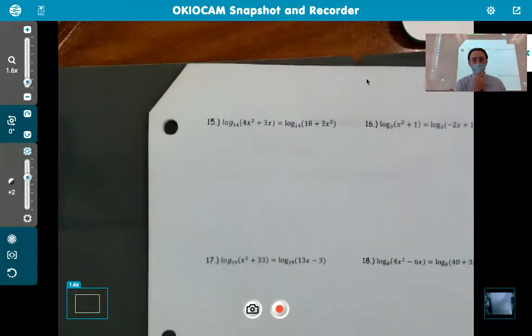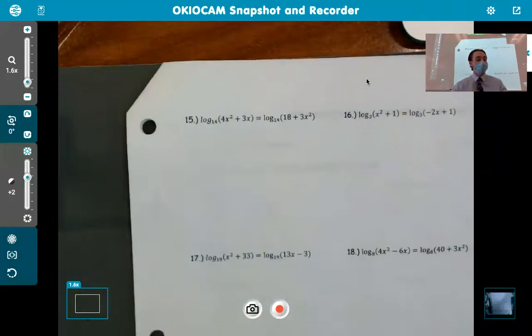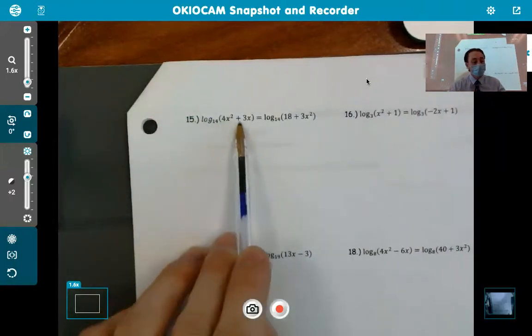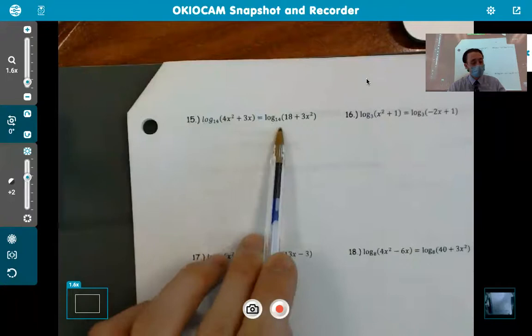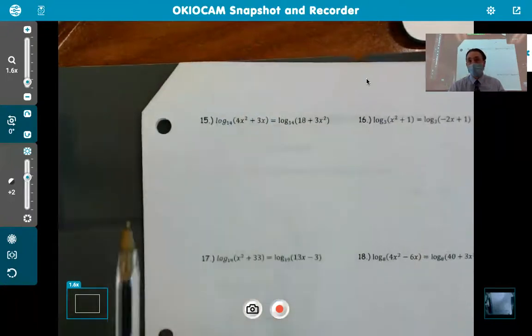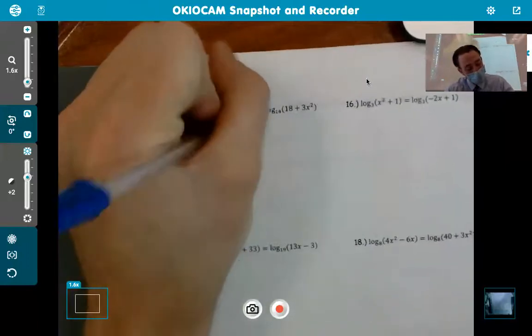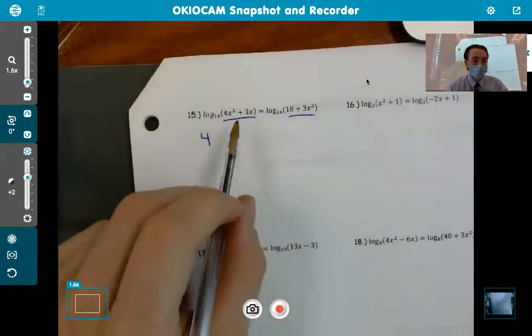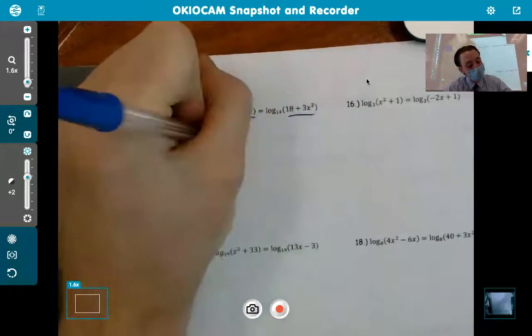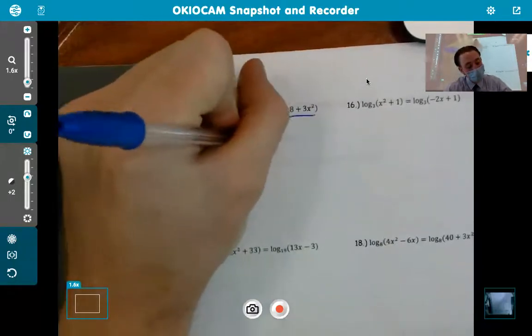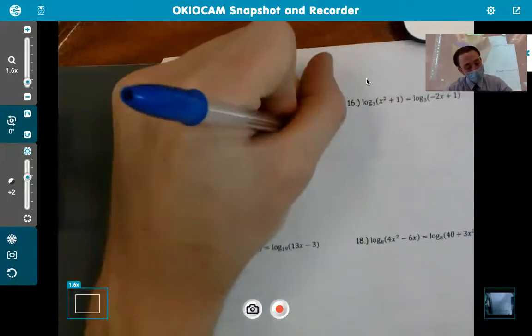Okay. In 15, our thought process is still the same. So I have log base 14 of 4x squared plus 3x equals log base 14 of 18 plus 3x squared. All right. So I can still drop everything that I'm taking the log of down into an equation. So I have 4x squared plus 3x equals 18 plus 3x squared.